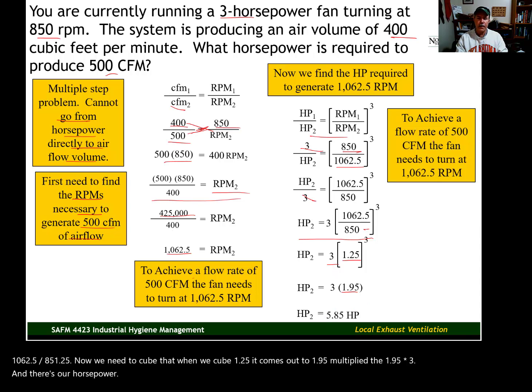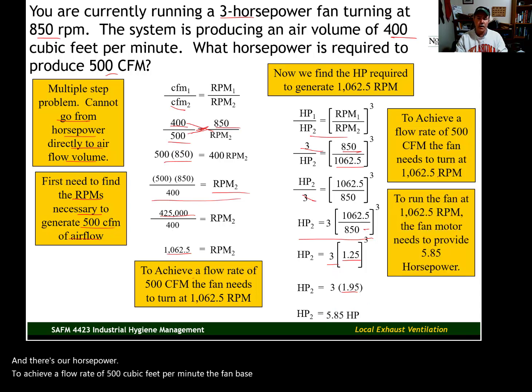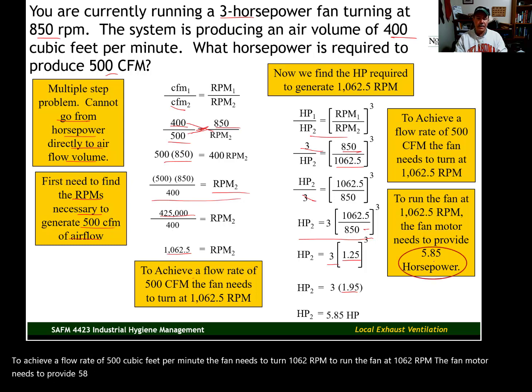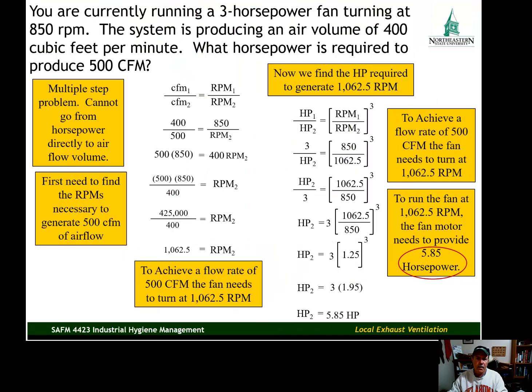To achieve a flow rate of 500 cubic feet per minute, the fan needs to turn 1,062 RPM. To run the fan at 1,062 RPM, the fan motor needs to provide 5.85 horsepower. And that's the answer to this particular question, 5.85 horsepower. That gives us a pretty good introduction to the types of problems like these that you're likely to see on the CSP exam. Let me know if you have any questions.